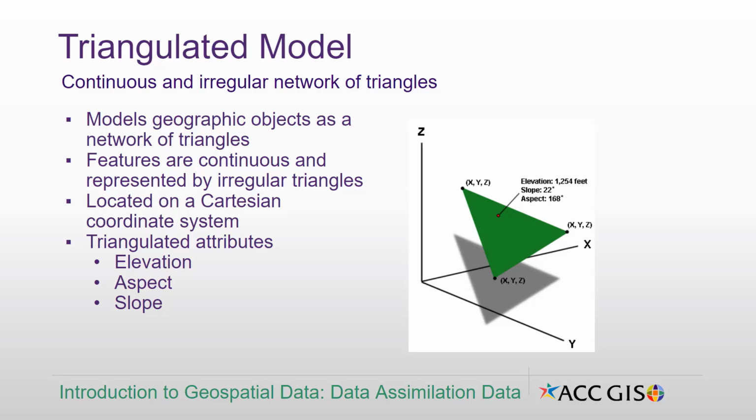And you can see in the example on your right that each triangle has three nodes that are represented by x, y, and z coordinates. And then those nodes are connected to form a triangle in which the attributes elevation, aspect, and slope are stored. And so the triangulated model really lends itself to modeling topography or terrain in a geographic information system.